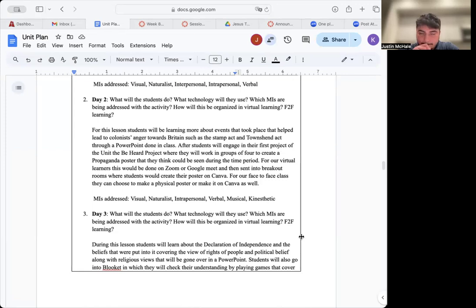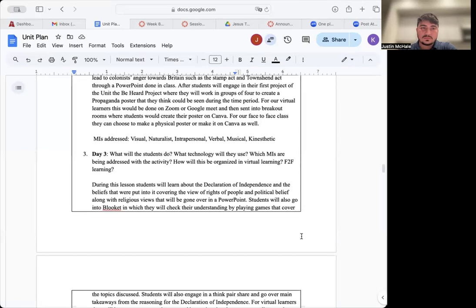So for online learners, they can use Canva. And for people face to face, they have the option of using a physical poster or going through Canva.